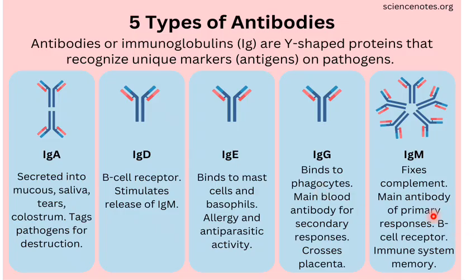The immunoglobulin M will fix the complement. It is the main antibody of primary responses. The B cell receptor is produced by B cells that have the receptors for the M, and it is also part of the immune system memory.